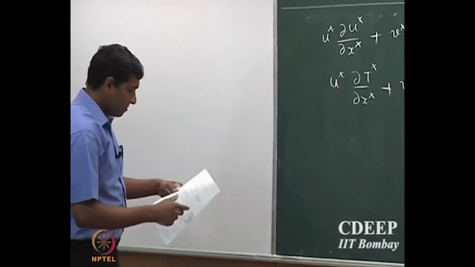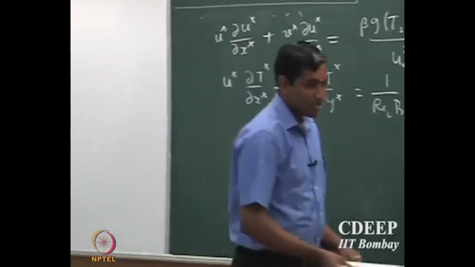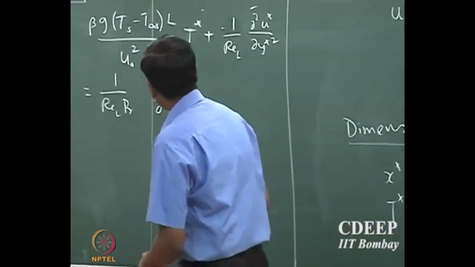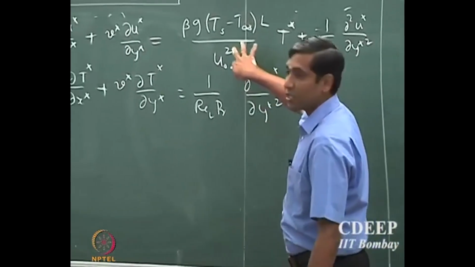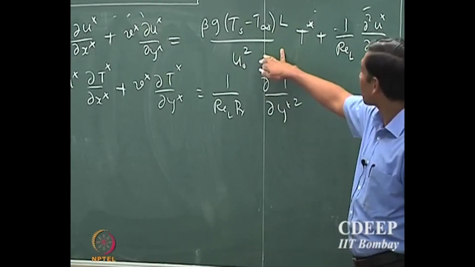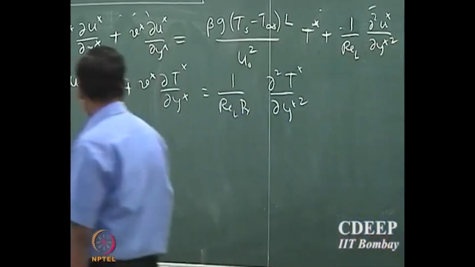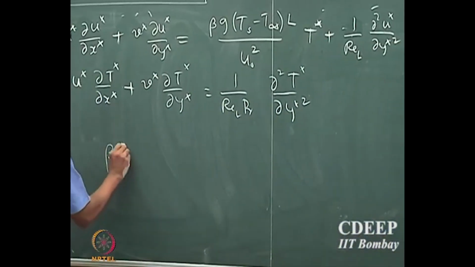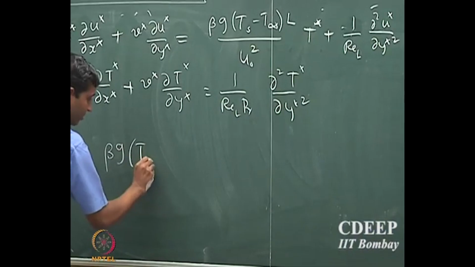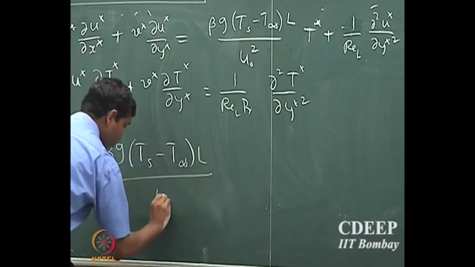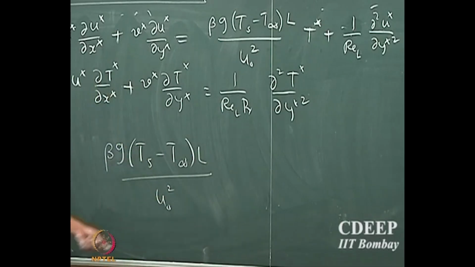Still, you can solve this problem by some transformation. We are going to see that in a short while. But before we do that, let us look at this expression, which is a coefficient to the local temperature. So that's beta times g into Ts minus T infinity into L by u naught square. We still do not know what u naught square is. Remember that it is an unknown reference velocity.